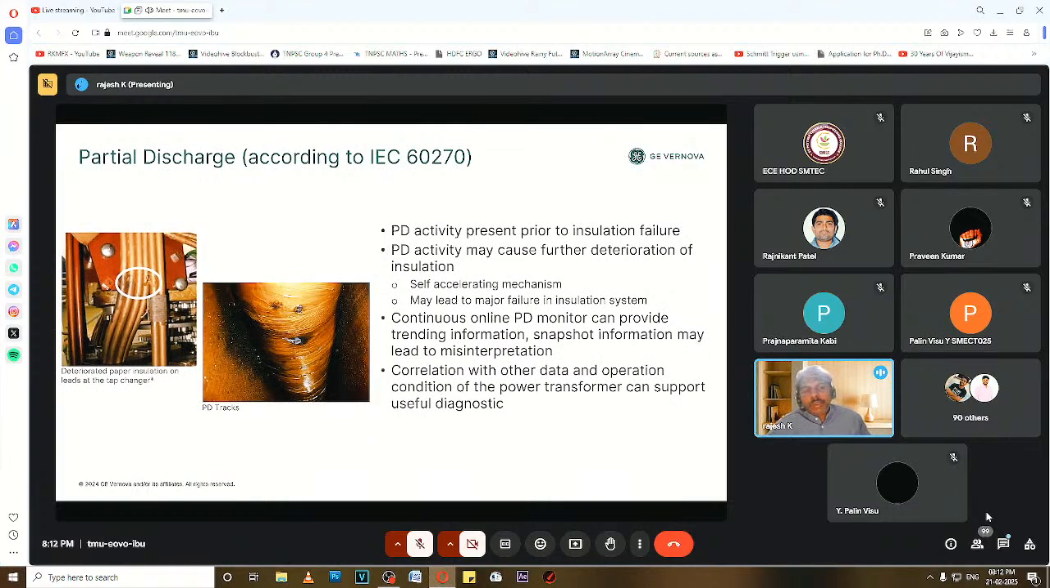Then comes the partial discharge as well. So if there is partial discharge deterioration, these particular sensors can count the number of partial discharges happening. Okay, so whenever there is a partial discharge happening due to high voltage, you can always have a count of it. Okay, and we can also try to predict where it comes from.